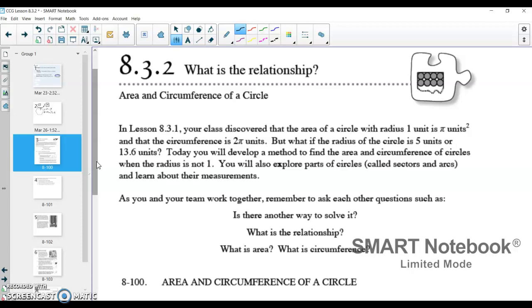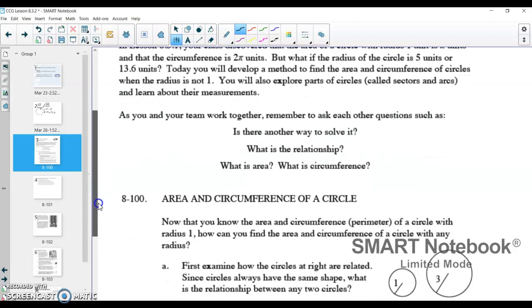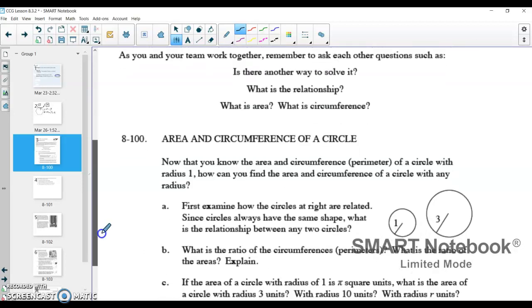All right, but that's in the basic case where we have radius 1. So this is going to investigate what if we have a circle with a radius of 5 units or 13.6 units? Today we're going to develop a method to find the area and circumference of circles with radius not 1. You'll explore parts of a circle called sectors and arcs and learn about their measurements. As we work through it, make sure you're asking yourself these questions. Is there another way to solve it? What is the relationship? What is the area? What is the circumference? Okay.